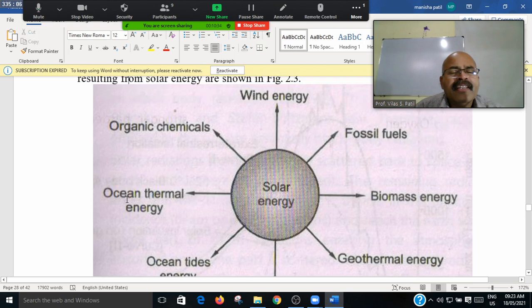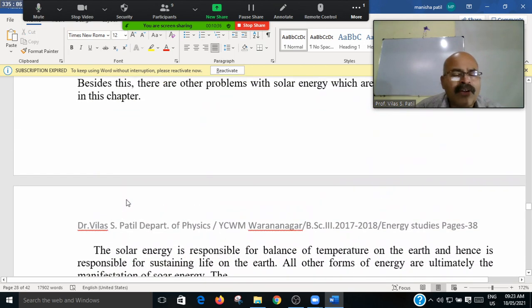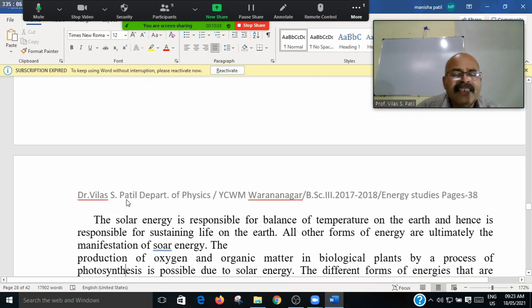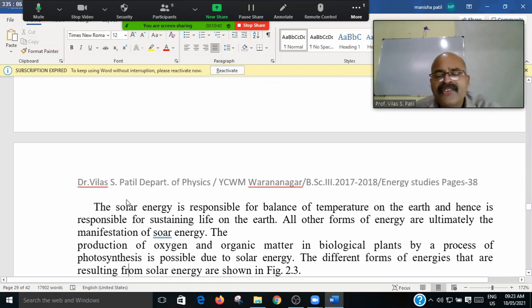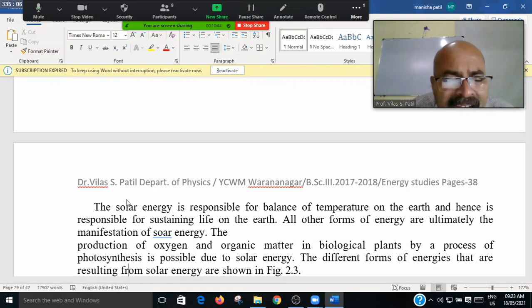We are going to see one of the diagrams. Solar energy is responsible for the balance of the temperature on the Earth, and hence responsible to sustain life on the Earth. Just imagine if the sun is absent.